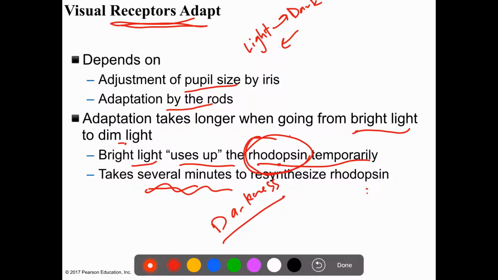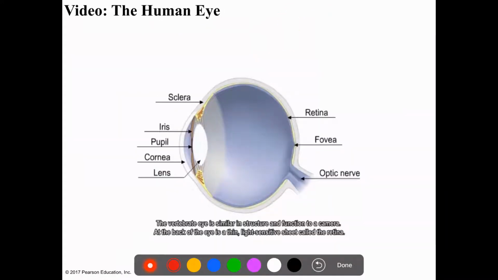So if you are in the living room and you go, for example, into the bedroom and you don't want to turn on the light, for a couple of minutes you will see nothing. It's just black. This is a video about the human eye. It explains some of the concepts that we covered.